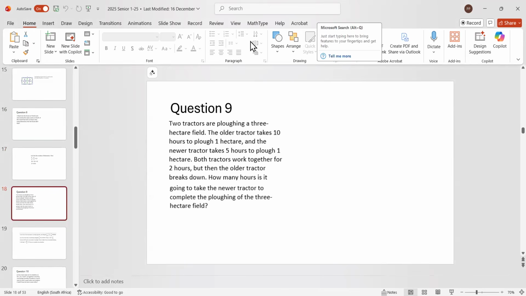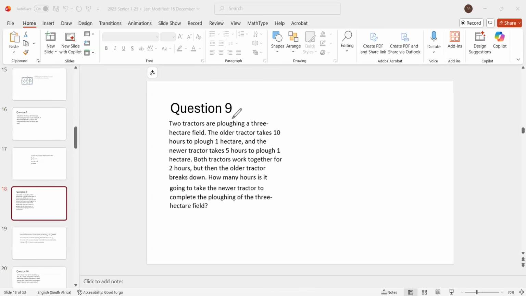Question 9 reads, two tractors are plowing a 3-hectare field. So you've got two tractors. The older tractor, let's call it O, takes 10 hours to plant 1 acre, 1 hectare.